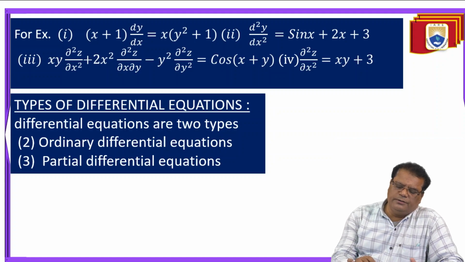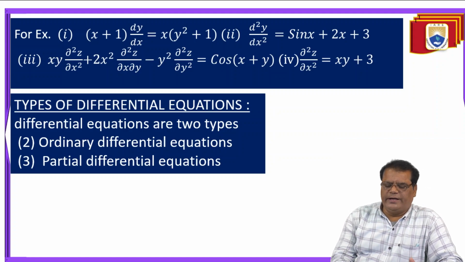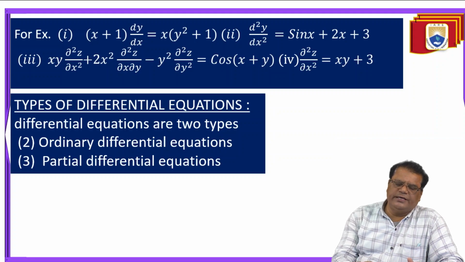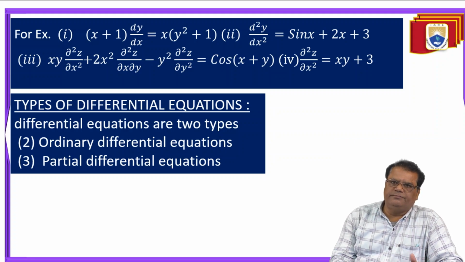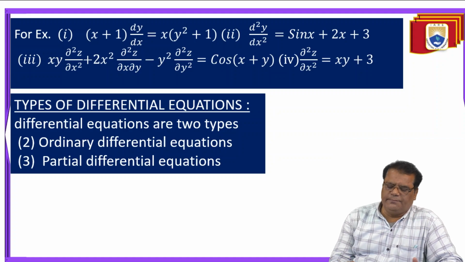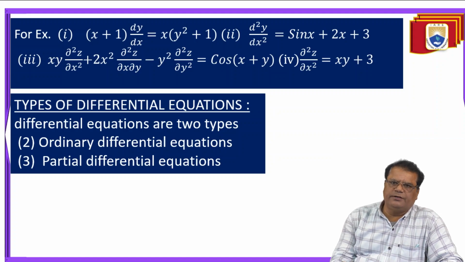Here in this equation, the derivative of y with respect to x is taken one time. So this derivative is a first order derivative. So this differential equation is known as a first order and first degree differential equation. Now in the second example, d2y/dx2 equal to sin x + 2x + 3. In this equation also the derivative is of second order, and here is also a function of the independent variable, and this relation is known as a differential equation.